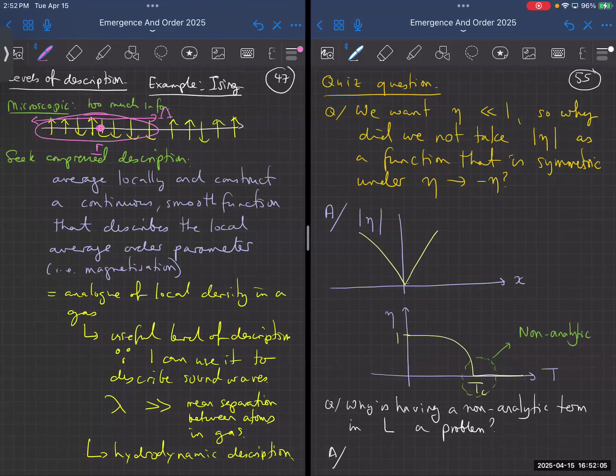So the point about it is this: when we construct the partition function, we construct the free energy, that's always some trace over the degrees of freedom of the microscopic spins.